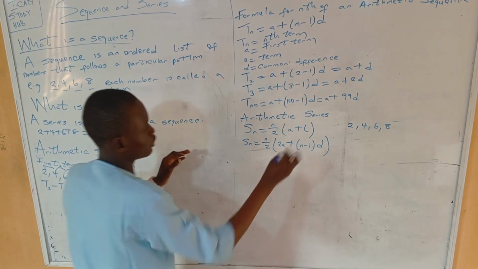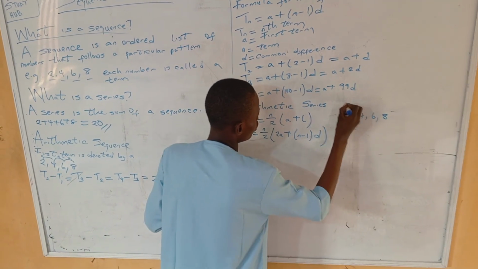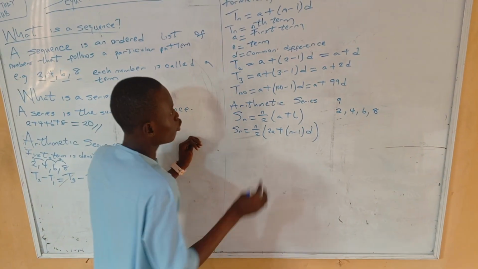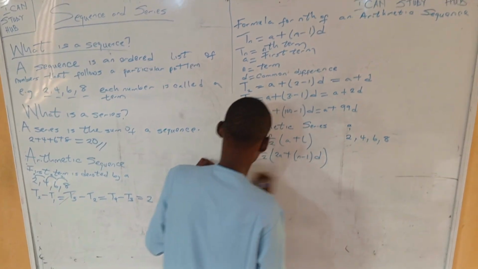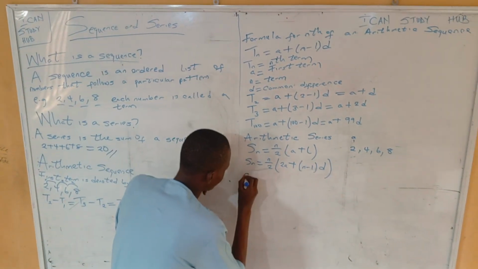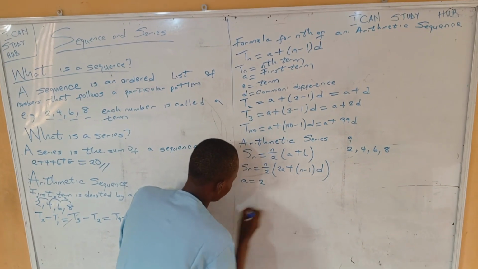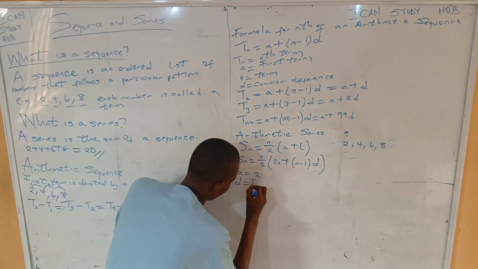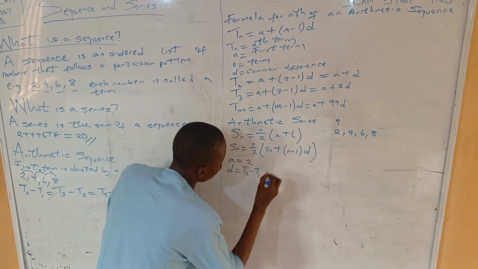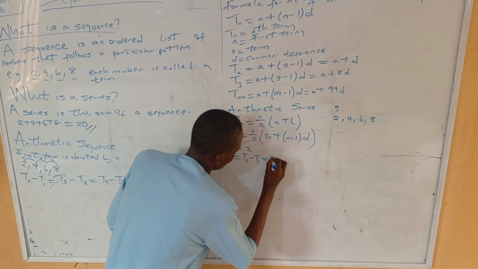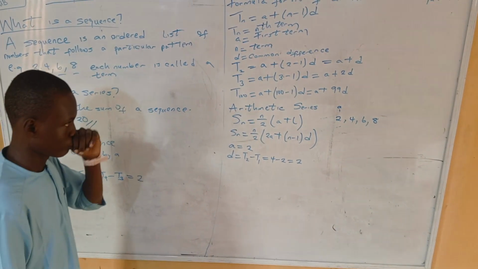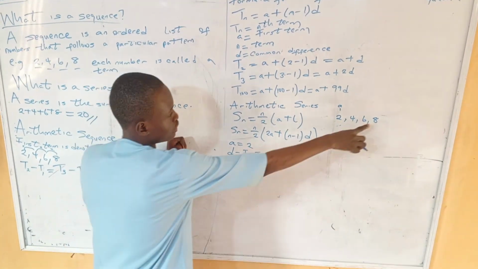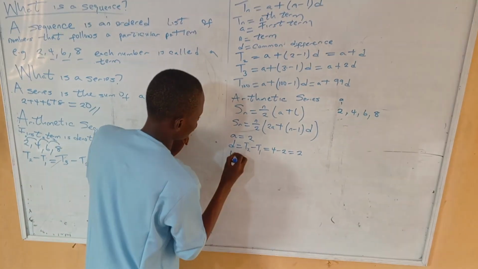The first term here is 2, which is our A. The common difference, as we've gotten earlier, is also 2. Let me work it out. Our A is our first term, which is 2. Then our common difference will be our second term minus our first term. That's 4 minus 2, which is equal to 2. So now our last term here is 8.